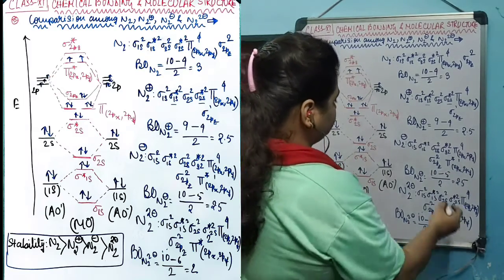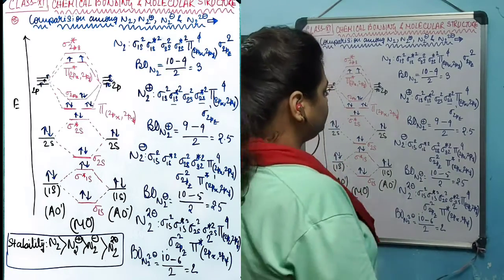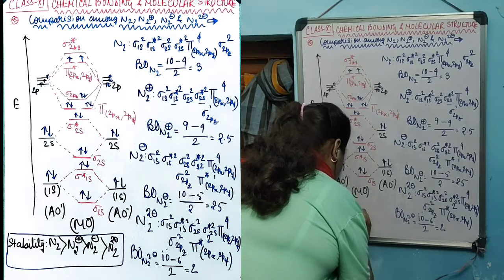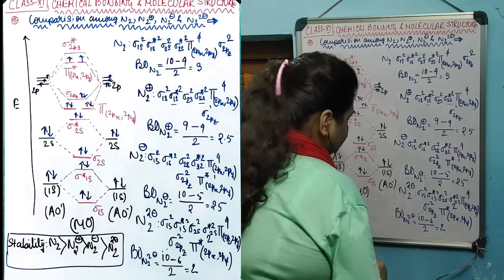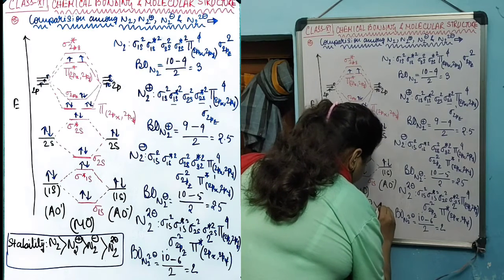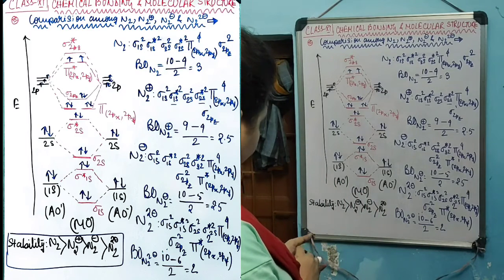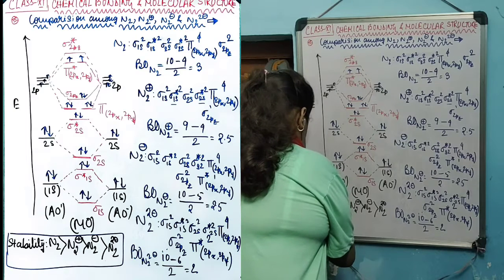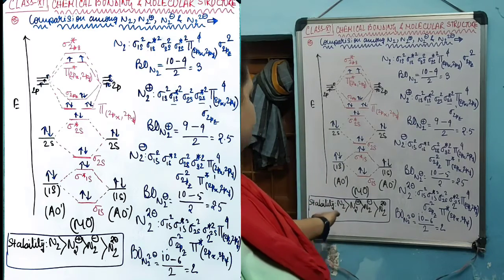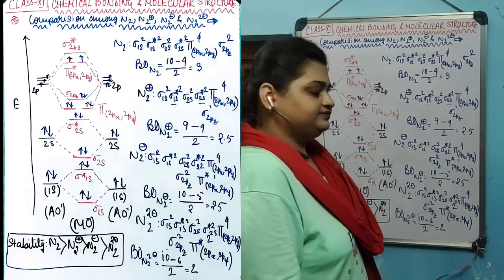As there are 9 electrons in bonding orbitals and 4 electrons in antibonding orbitals, N2 plus is comparatively more stable. Then N2 minus, and the least stable is N2 2 minus, because the bond order is 2. That's how the stability order can be constructed. The bond length also can be constructed on the basis of this bond order. It will be the reverse order of this stability order.